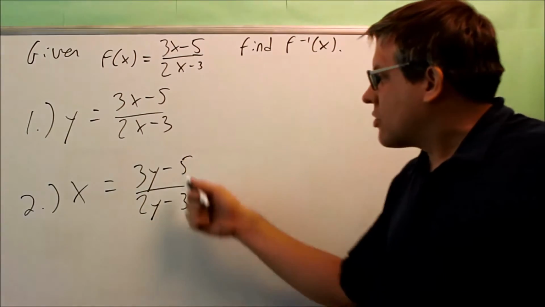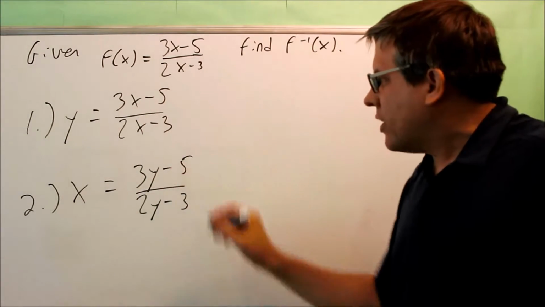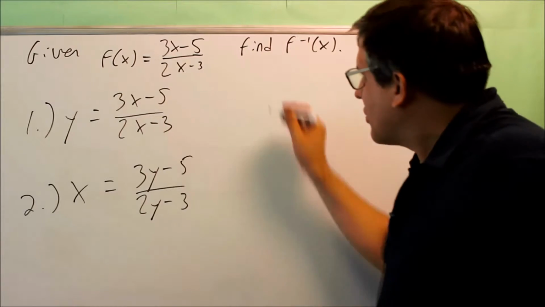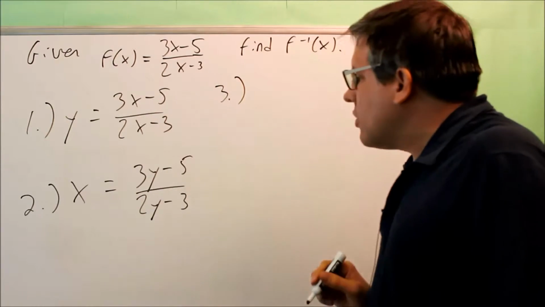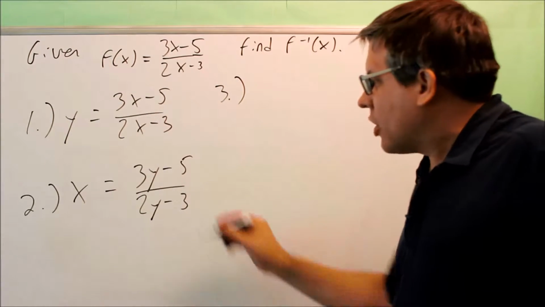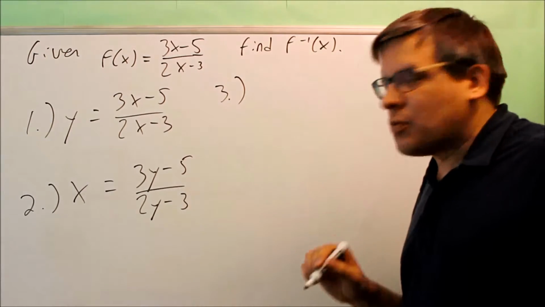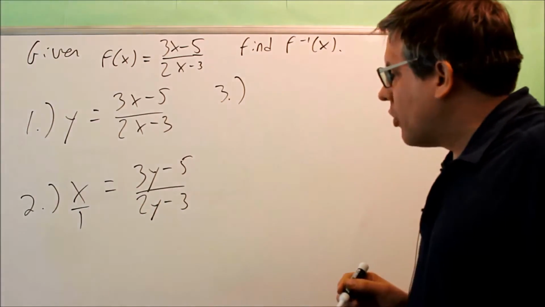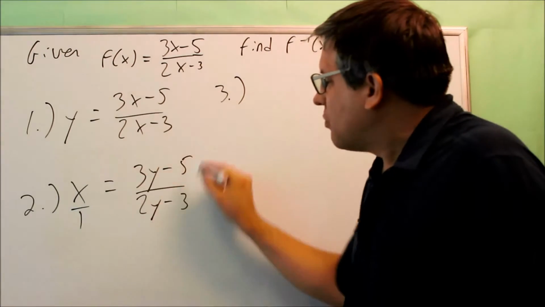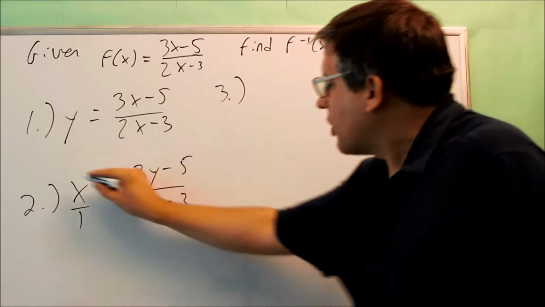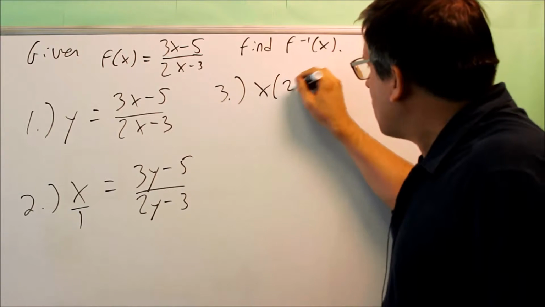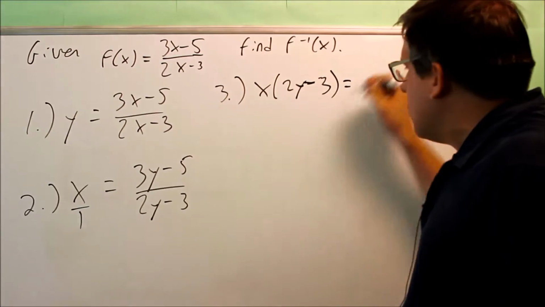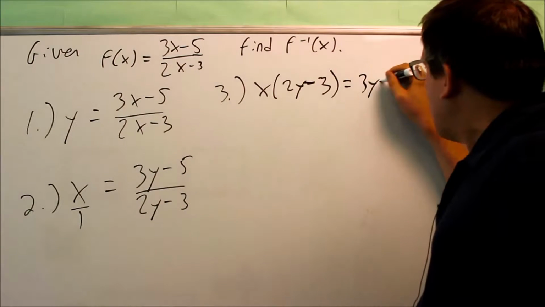Okay, so we switched that, and so all the x's now became y's, all the y's now became an x. You're done with step number 2. Step 3, you need to solve for y. So again, because there's two y's here, that involves a special process. If I make that x over 1, that means that I'm going to do some cross multiplying in order to bring that over. So I'm going to multiply these together, x times 2y minus 3. And then that's going to be equal to 1 times 3y minus 5.